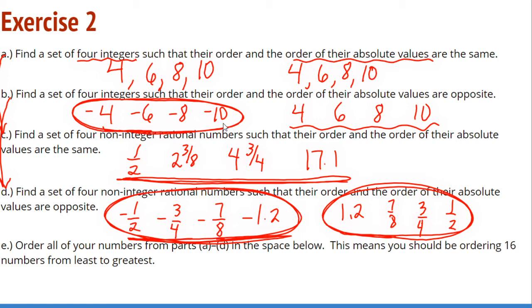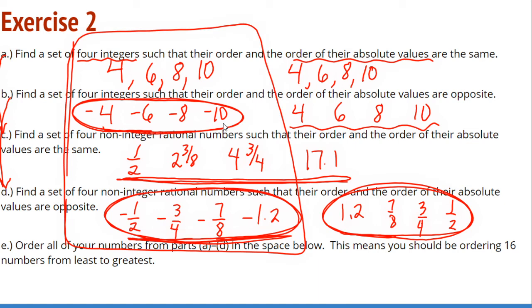Order all of your numbers from parts A through D in the space below. This means you should be ordering 16 numbers from least to greatest. I am going to let you do that with your own numbers. I am not going to try to drag this video out any longer. Pause, take a moment, and write them in order from least to greatest. So you would be looking at these right here, putting them in order from least to greatest.